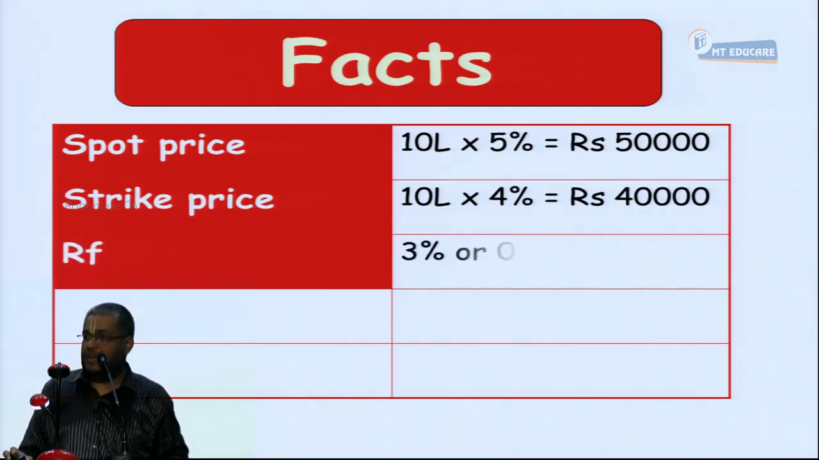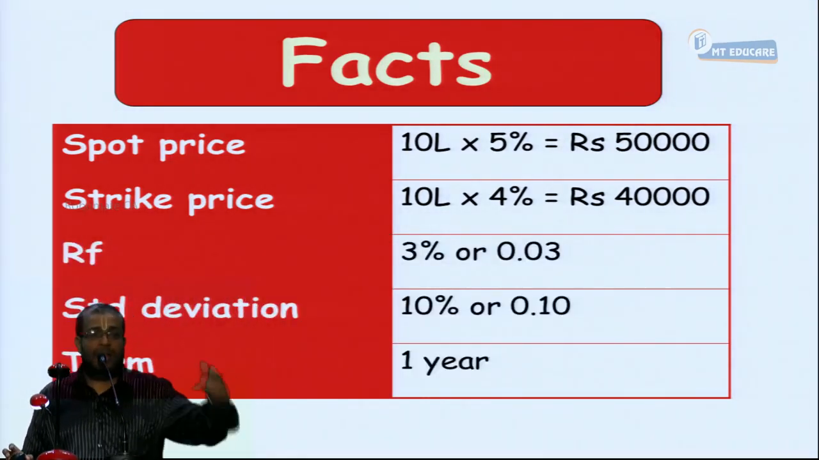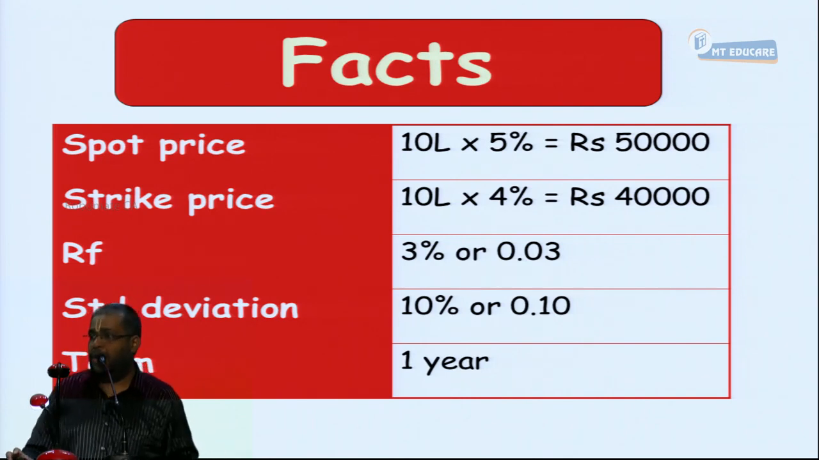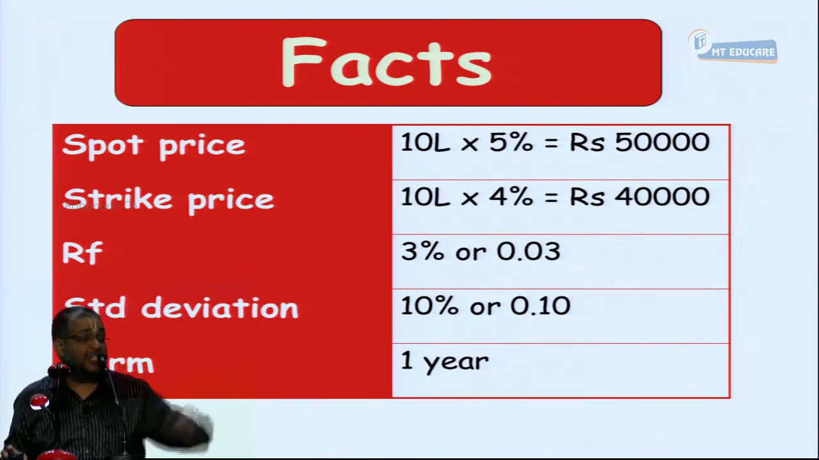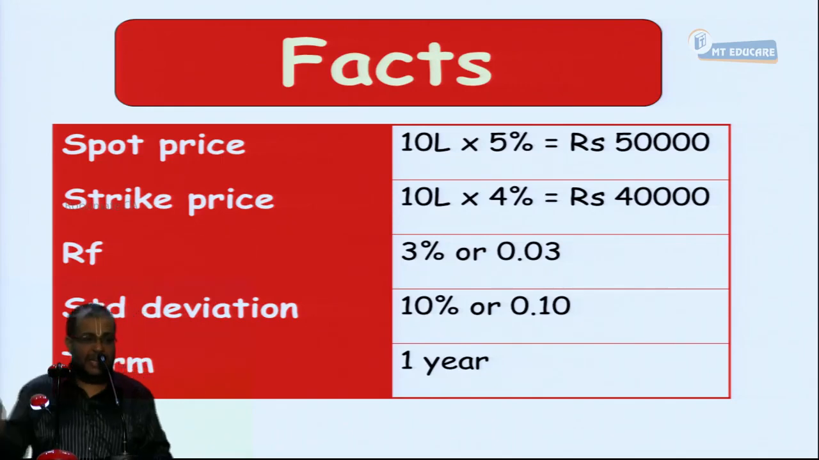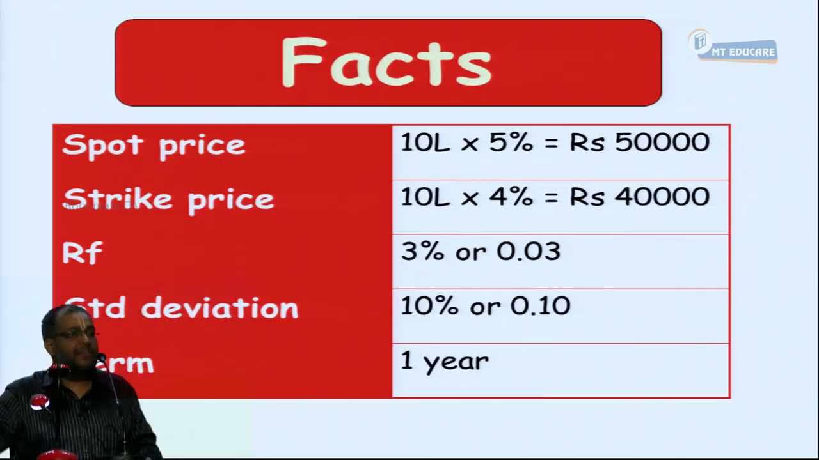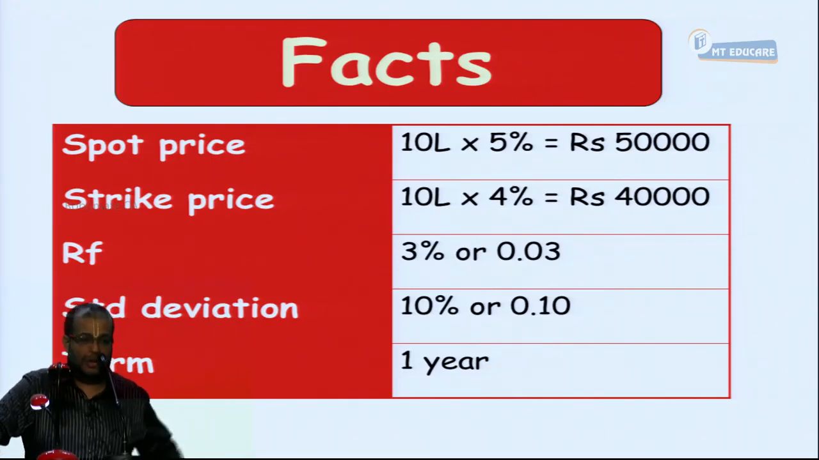The term of the option is how many years here? 1 year. And today what is the risk-free rate of interest on the Government of India bond? 3%. What is the standard deviation of the MIBOR going up and down? 10%. These are the facts for the Black-Scholes model. Everybody, yes or no? Copy this. Then we can do the Black-Scholes model together. Please copy this quickly.